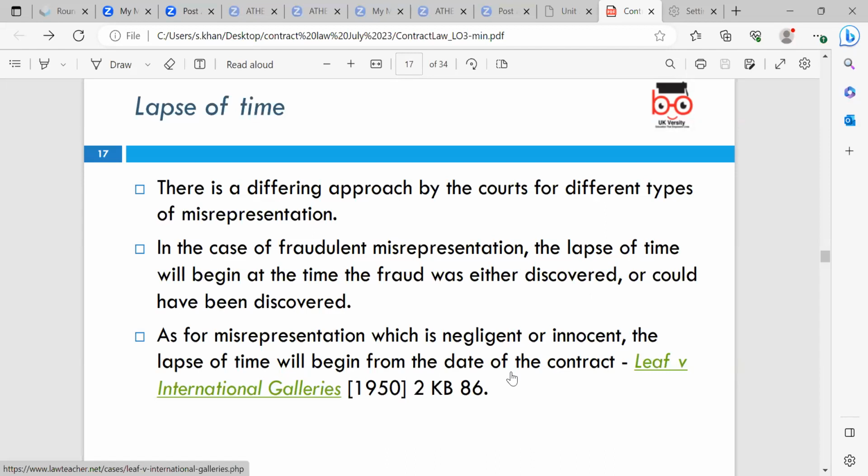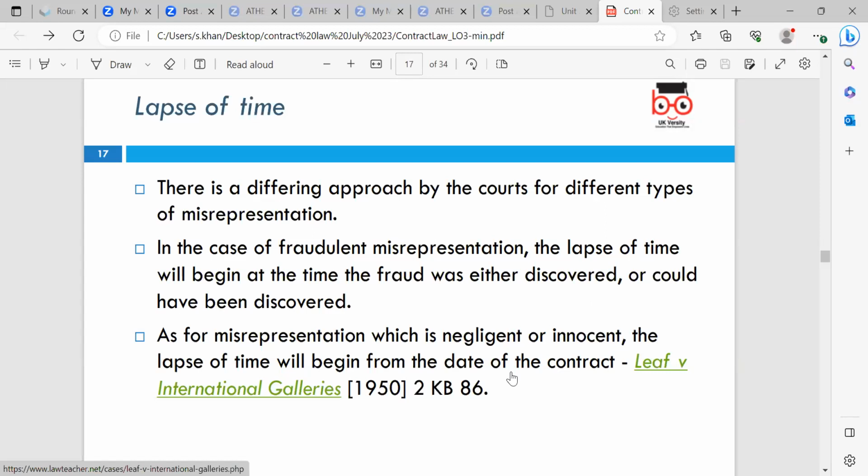The claimant in this case purchased the painting from the defendant. Both parties believed that the painting was by the artist Constable. In fact, 5 years later, the claimant discovered that the painting was not a Constable painting. The claimant brought an action based on misrepresentation and mistake. The claim based on misrepresentation was successful. However, since it was innocent misrepresentation, the claimant had lost the right to rescind the contract through lapse of time.